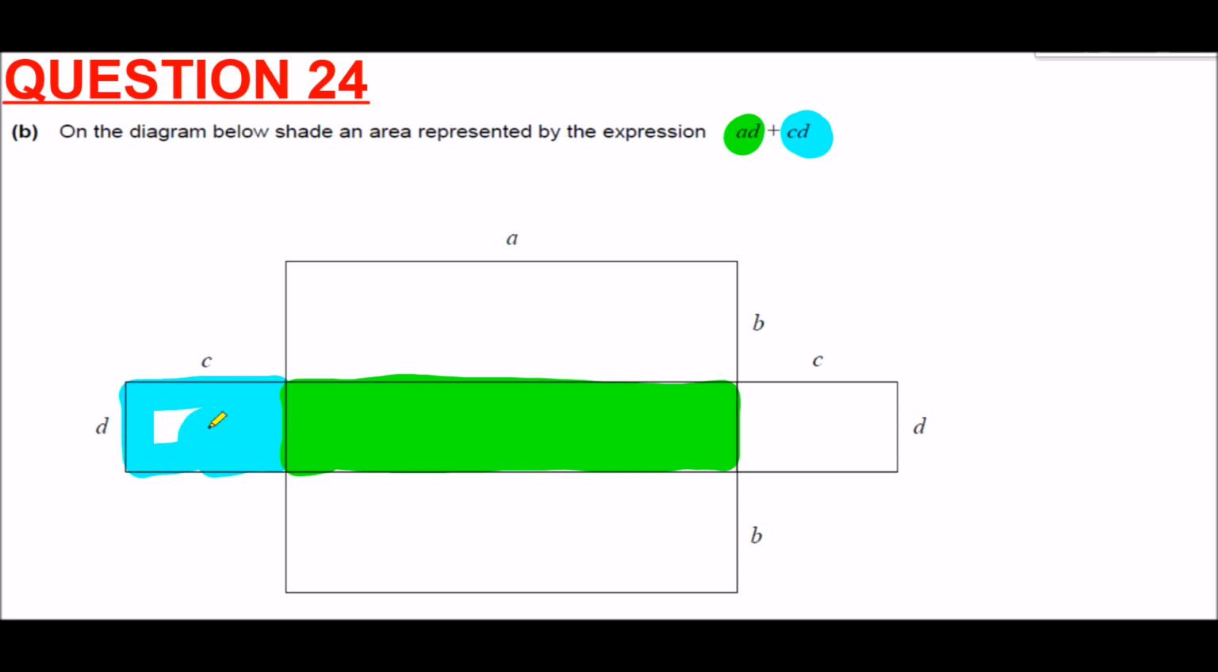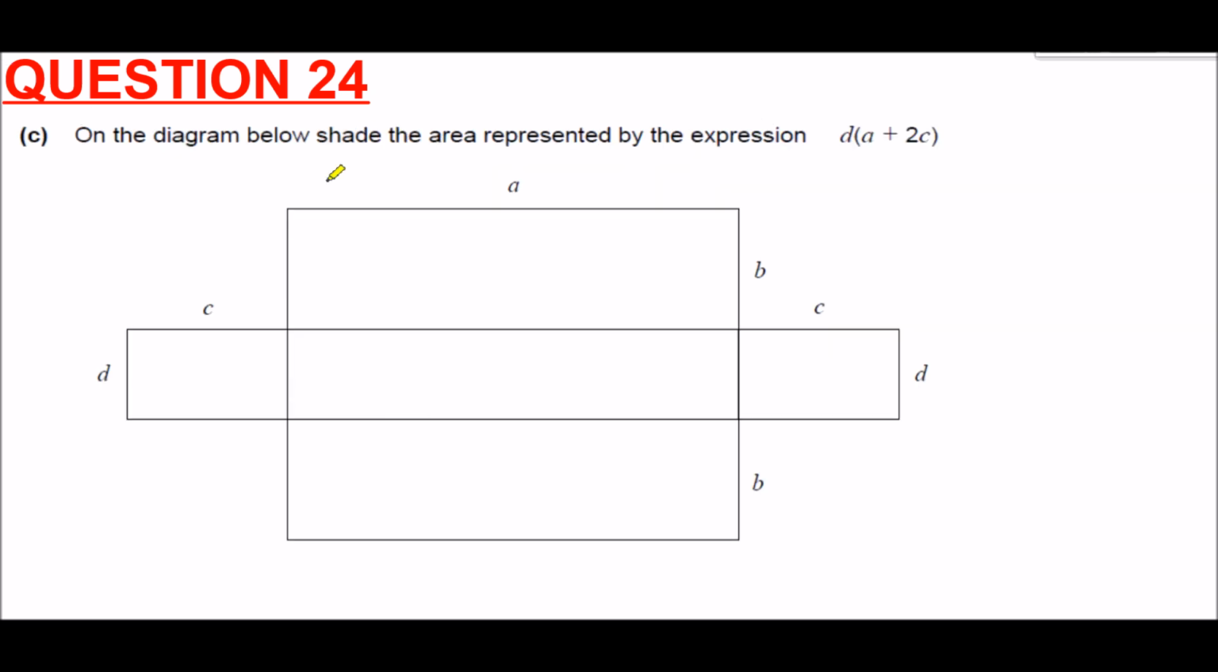And so this would be a valid answer. So the middle rectangle with either the left or the right one as well coloured in too, but not both of them coloured in, just one of them. Now on C, it says on the diagram below, shade the area represented by the expression D brackets A plus 2C. And so we could actually leave it like that if we wanted.